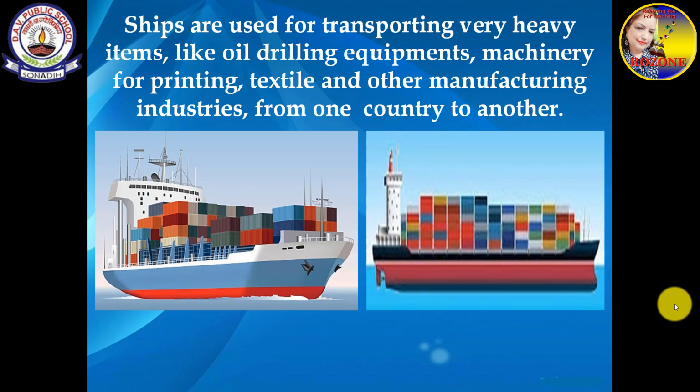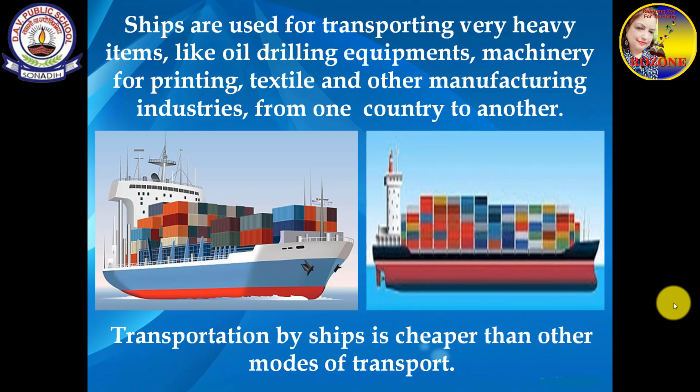Textile and other manufacturing industries also, even the textile, cloth industry and any other industry which is manufacturing, making new goods. For all these things, from one country to another, these ships are bringing the machines. And transportation by ships is cheaper than other modes of transport. Why are people using ships? Because they are cheaper than any other modes of transport compared to aeroplanes and all.